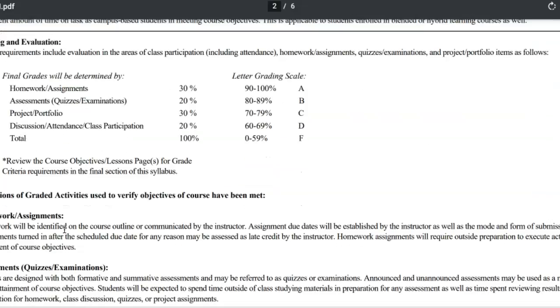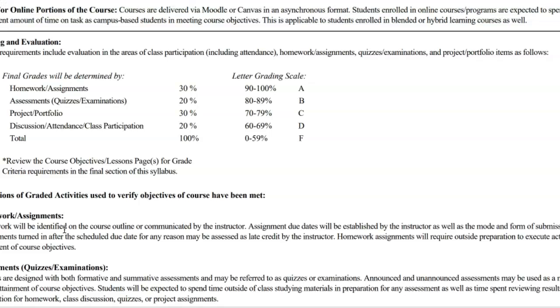Let's see. So your grade is going to be broken down into a few different categories, including homework and assignments, which make up 30% of your overall grade. Assessments, which can be both quizzes or exams, will make up 20% of your grade. Your project or portfolio makes up 30%, and then your discussion board, attendance, and class participation make up an additional 20%.